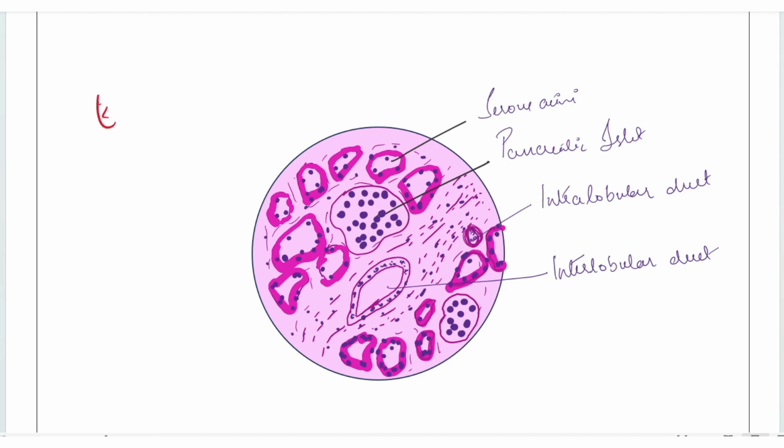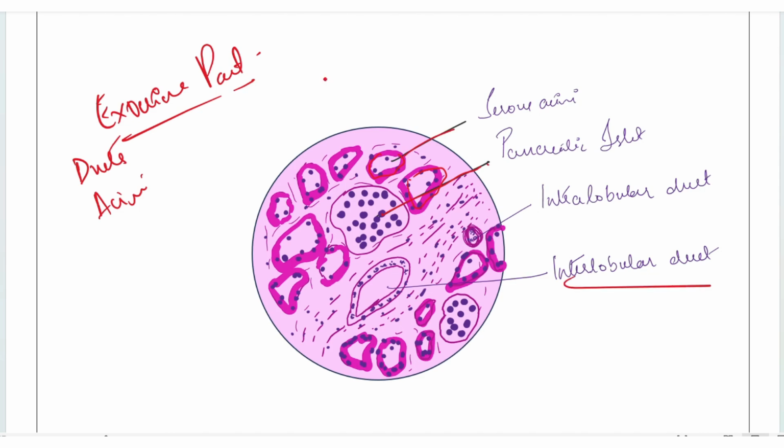Now for the exocrine part, as we have the ducts and acini, we will draw a serous acini, and the pancreatic islets in the center, which are separated by the interlobular ducts, and in between these we will have the intralobular ducts. So a brief diagram of all this is just enough.